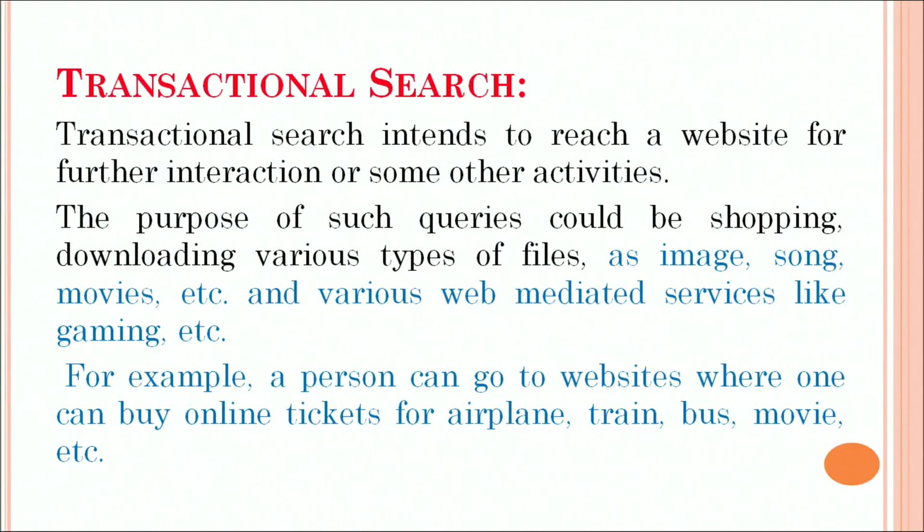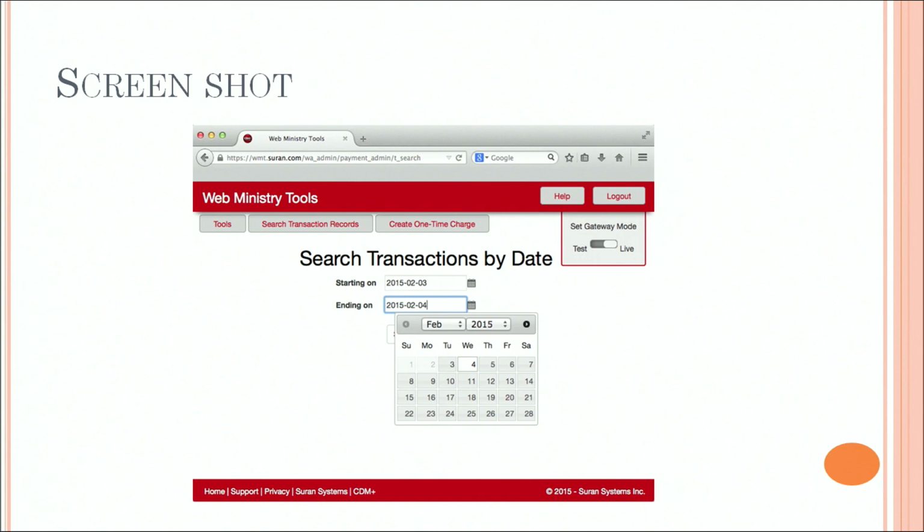Transactional search intends to reach a website for further interaction or some other activities. The purpose of such queries could be shopping, downloading various types of files such as an image, song, movies, anything else, or web mediating services like gaming. For example, a person can go to a website where one can buy tickets for the aeroplane, train, bus, movie, anything. This is the screenshot where we are showing you that you can do the transaction date wise. This is the screenshot for the transactional search.